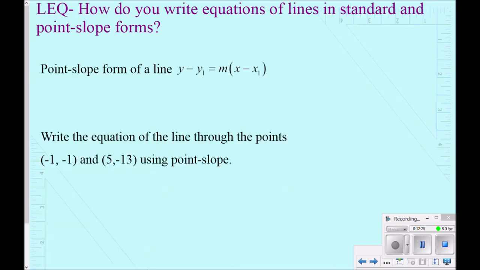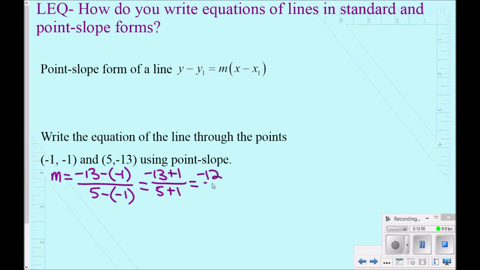So let's try this one. It is just asking for point slope. So first let's calculate the slope. Change in y, -13 minus -1 over 5 minus -1. So that gives us -13 plus 1 over 5 plus 1, which is -12 over 6, which is -2.